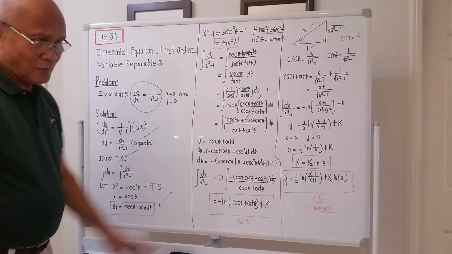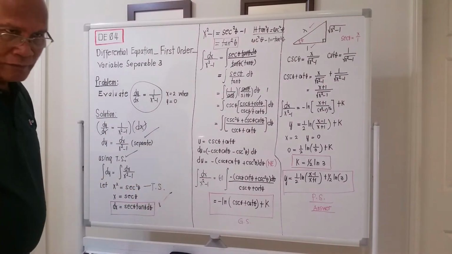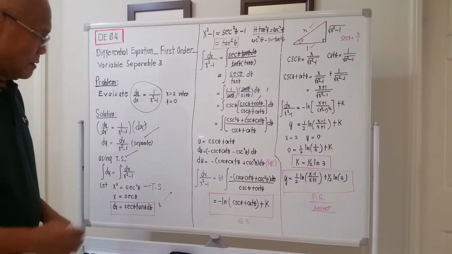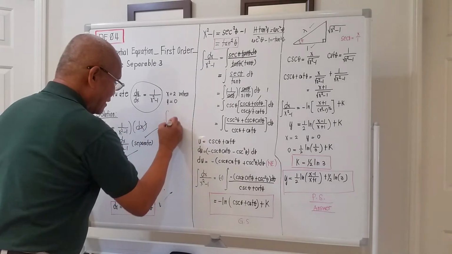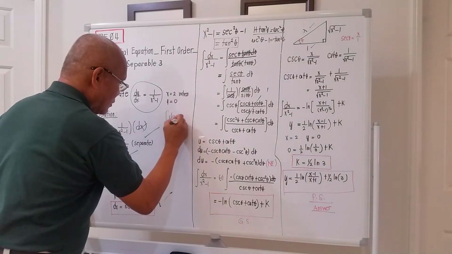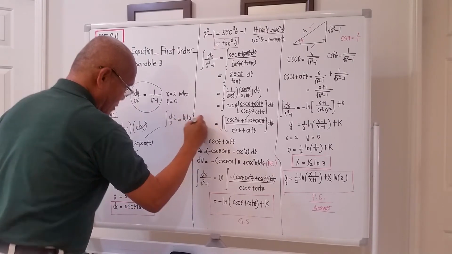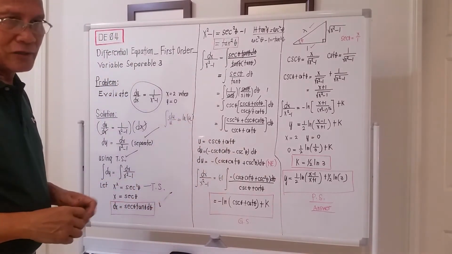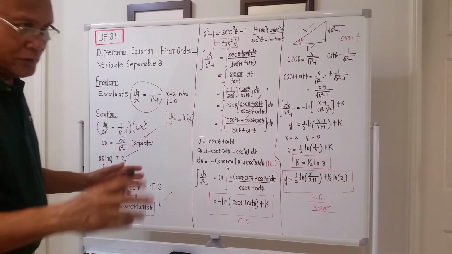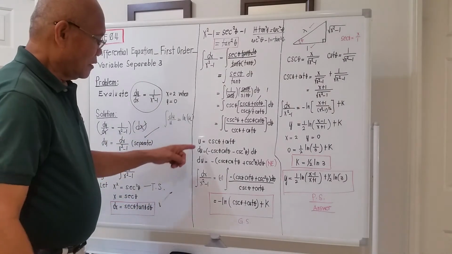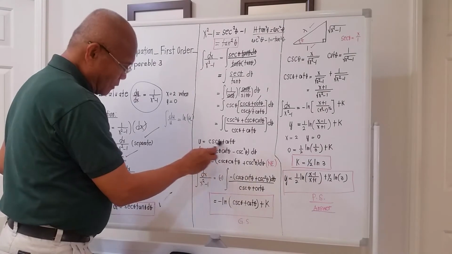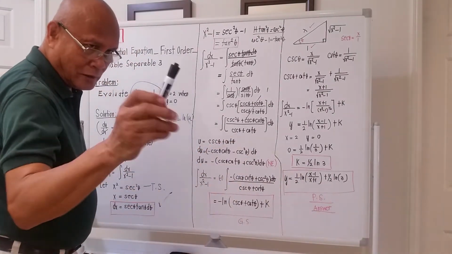I think this now falls under the natural logarithm. It will fall under the integral of du over u, in which it will be the natural logarithm of u. Let's try to verify the value of u. The value of u is the one underneath. The value of u is cosecant plus cotangent, taking the differential.